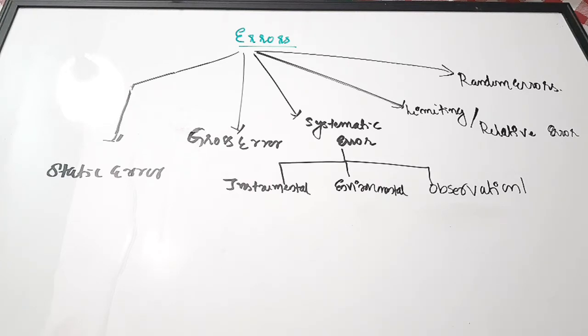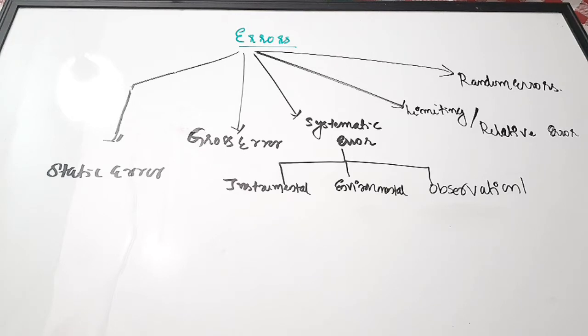Before going into the categories of errors, what is actually an error? Error means some unwanted change happening to the measurement. That can be due to the observer, or due to the instrument, or the condition in which we are taking the measurement. That is the definition of error.